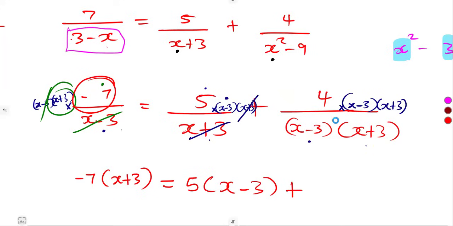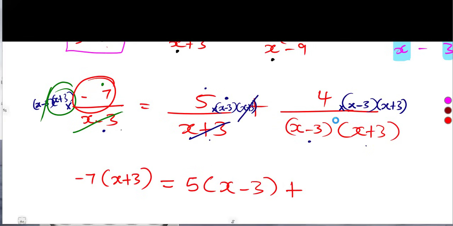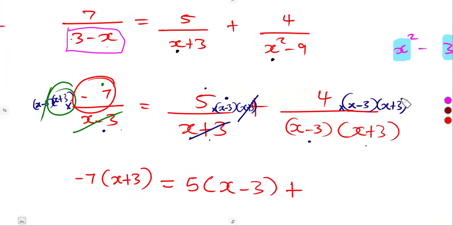We do the same. These brackets, as we can see, are simply the same, so they are going to cancel. Each and every part: x minus 3, x minus 3, x plus 3, x plus 3. So what are we going to remain with? A 4. So this is what you're going to remain with.